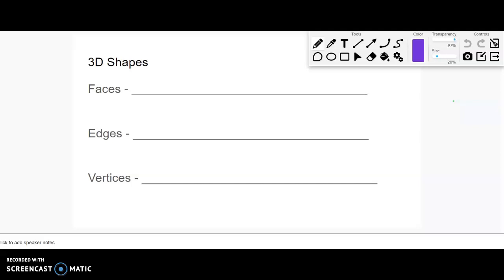All right, lesson on 3D shapes and faces, including faces, edges, and vertices. We've talked about this before, so it's just going to be a review. Remember, faces are the flat sides.